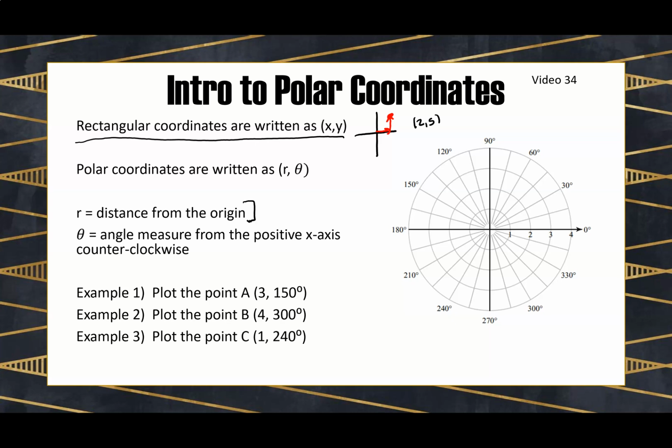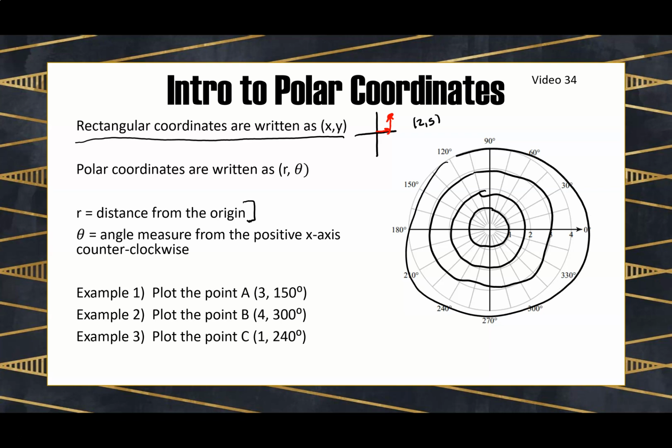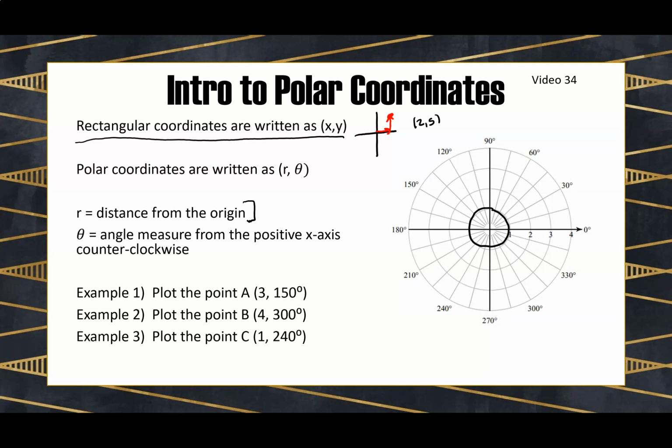So let's do some examples. Let's make this a little bit more concrete. Well, first of all, this is a radius of 1. This will be a radius of 2, a radius of 3, and a radius of 4. Okay, that was bad. But you get what I mean.